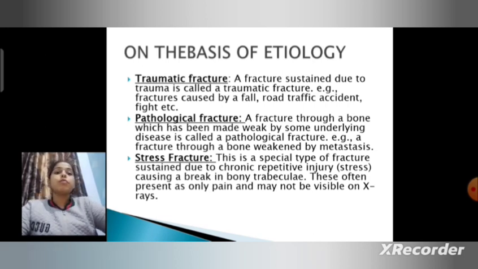Second type of fracture in this classification is pathological fracture. Pathological fracture mainly occurs due to some disease in which the bone becomes weak. So a fracture through a bone which has been made weak by some underlying disease is called pathological fracture. For example, fracture through a bone weakened by metastasis, also known as cancer.